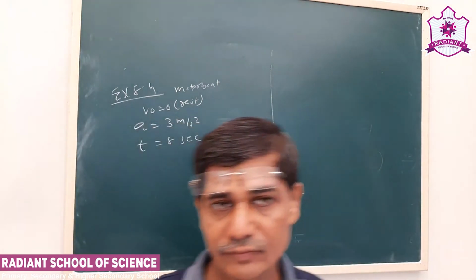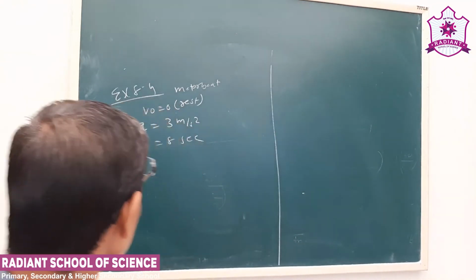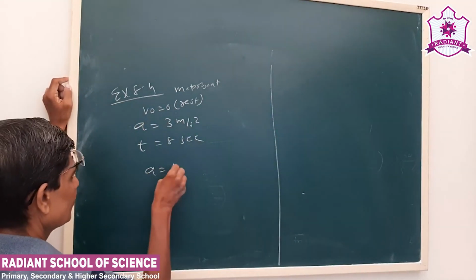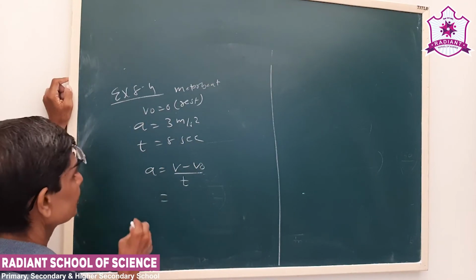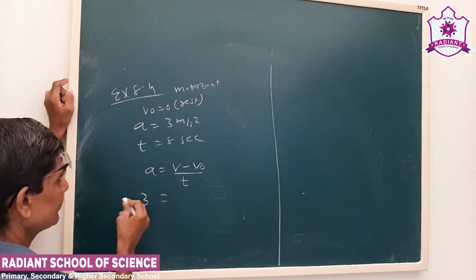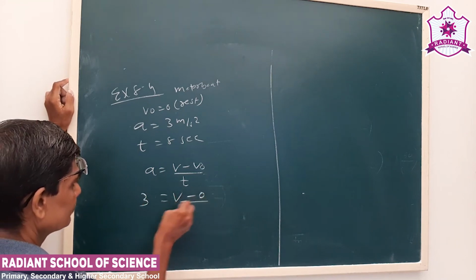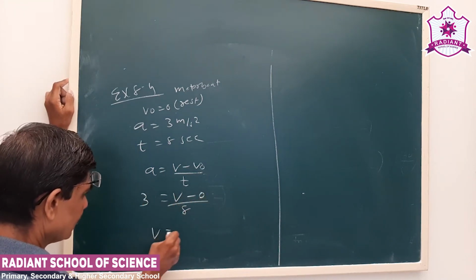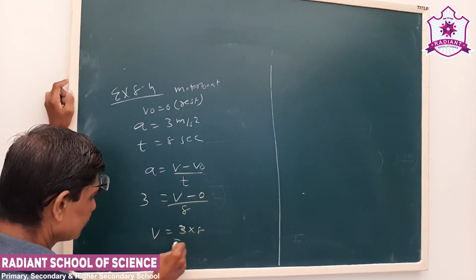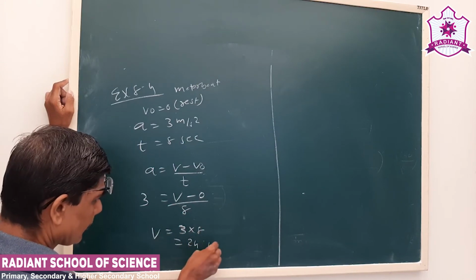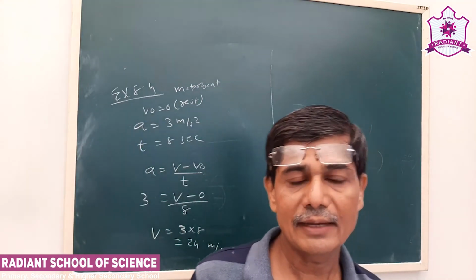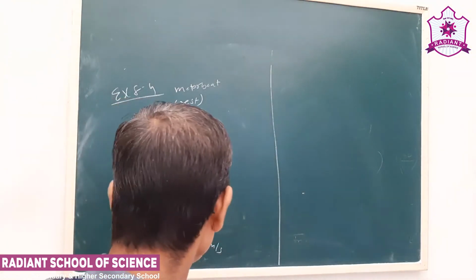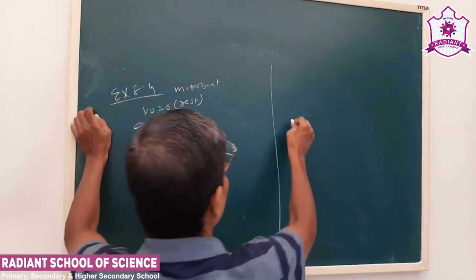Now how far is the distance? So what do you have to calculate first? Acceleration. So what is the acceleration formula? V minus V0 upon t. Acceleration is given as 3, V we have to find out, time is 8 seconds. Given the acceleration and the time, we have obtained the final velocity. Now the distance covered we have to find out.